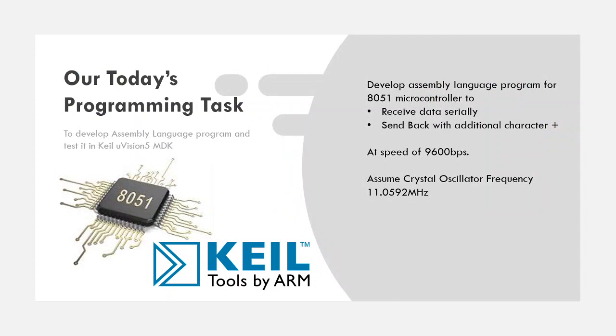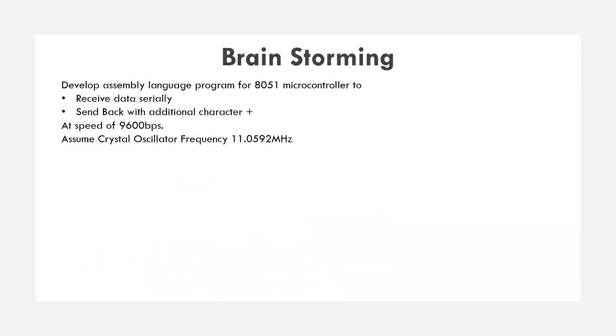So let us see the statement. The statement is here: develop an assembly language program for 8051 microcontroller to receive data serially, send it back with an additional character plus at the speed of 9600 bps, and assume crystal oscillator frequency 11.0592 megahertz. This is the given statement. So to develop this program, let us do some brainstorming first.